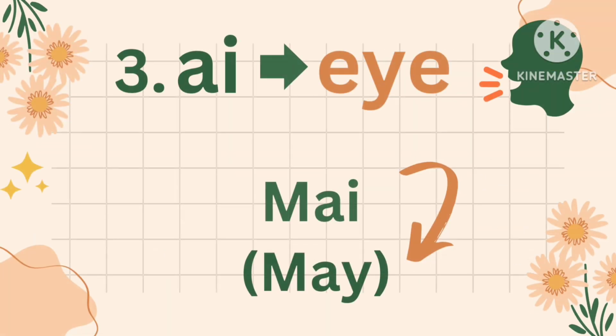AI sounds as I. For example, Mai. Mai means the month May.